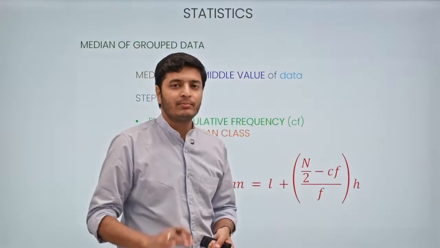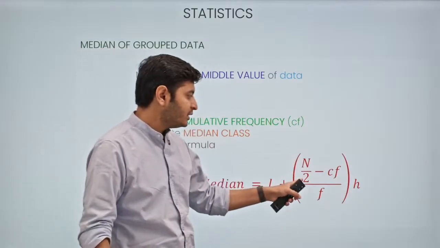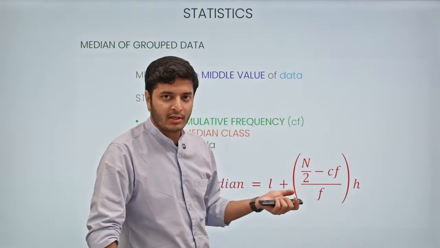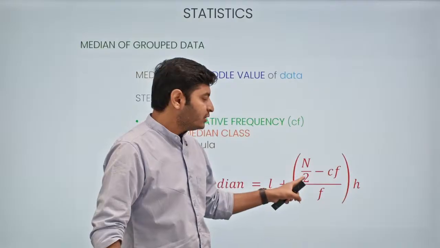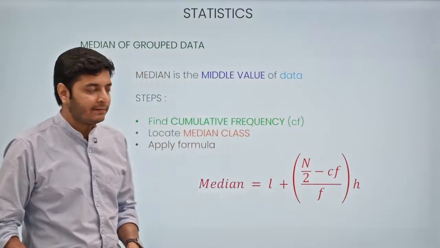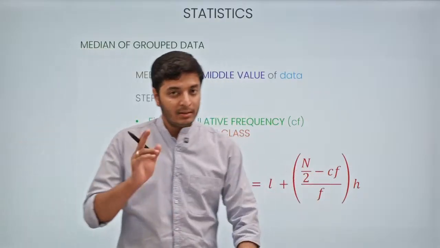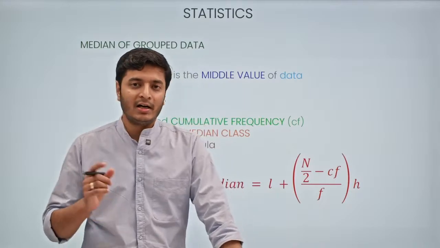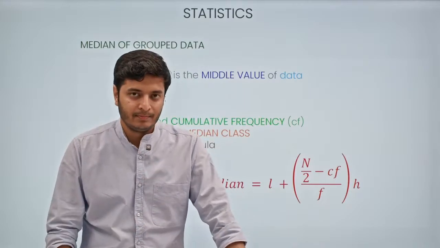N is the total number of frequencies. So this is nothing but the summation fi, so N by 2 is the summation fi by 2, same thing. So this value we can easily find, minus CF. What is this CF? Is it the CF of the median class? No. This CF value is of the class previous to the median class.